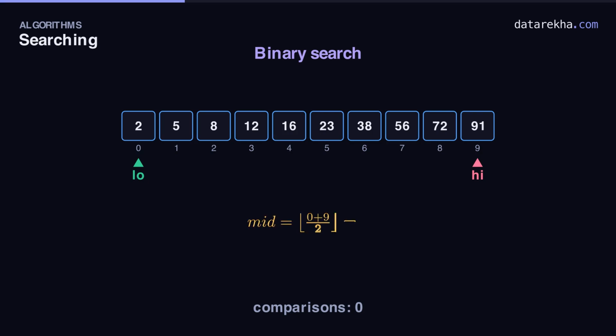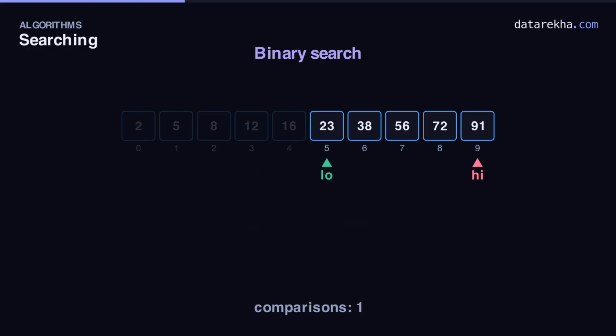Step 1. The middle index is low plus high over 2: 0 plus 9 is 9, halved and floored, gives 4. Look at box 4. It holds 16. Compare. 16 is less than 23. So if 23 is here at all, it must lie to the right of the middle. We throw away the entire left half, boxes 0 through 4, in one stroke.